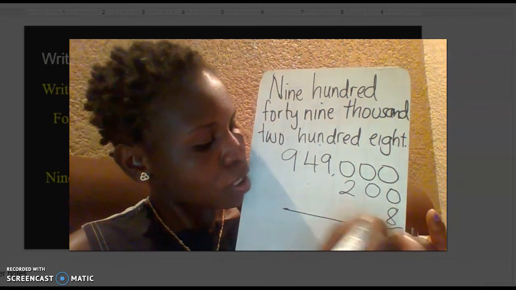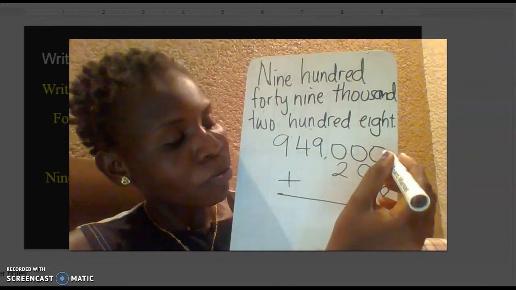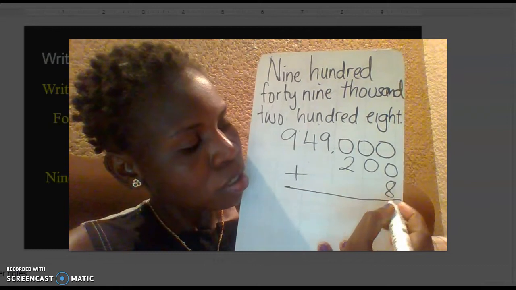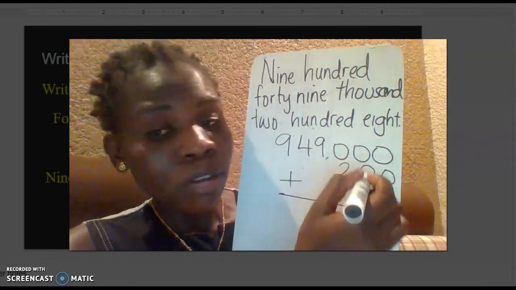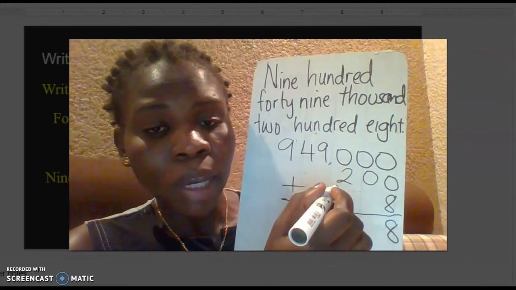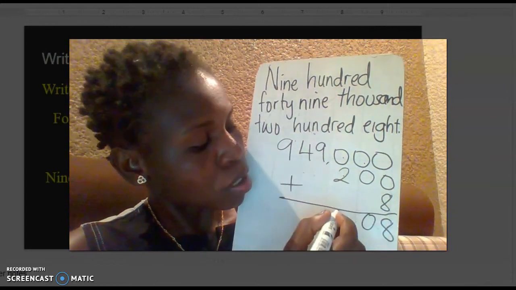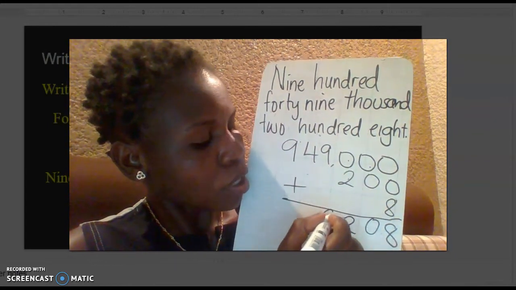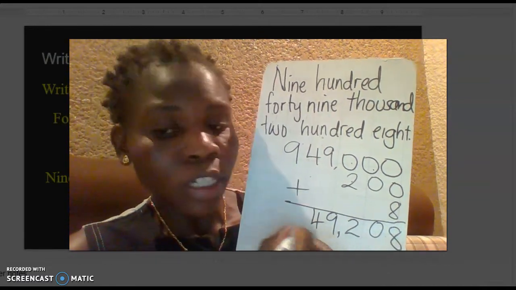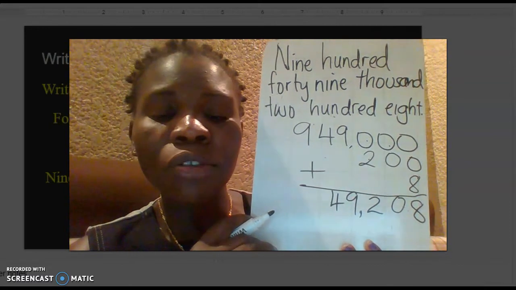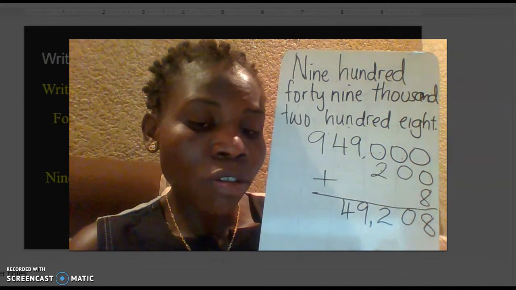Then the best thing you do is add them together. Arrange them vertically according to their place value. So this one is going to be 8 units. Remember, the zeros I'm also adding. I'm not forgetting about them. So here I'm going to put 0. 0 plus 2 is going to be 2. 9 I bring down. 4 I bring down. So my figure is 949,208.